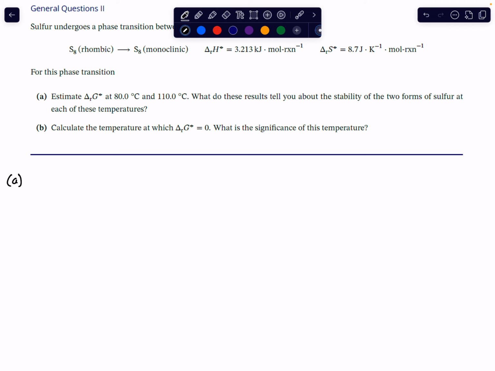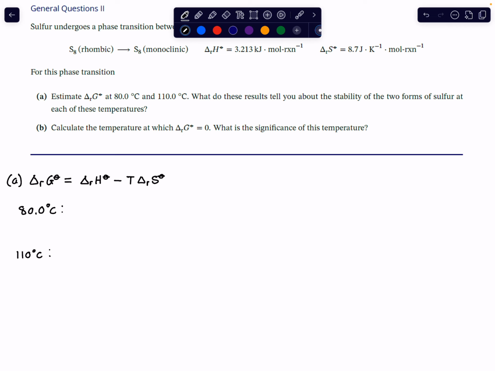So question A is all about how we calculate the Gibbs energy's variation with temperature. And of course, if you have the enthalpy of reaction, the Gibbs energy of reaction is just the enthalpy of reaction minus temperature multiplied by the entropy of reaction. All right, and we have two different temperatures. So we must estimate the Gibbs energy of reaction at those two different temperatures. So we have 80 degrees Celsius and 110 degrees Celsius.